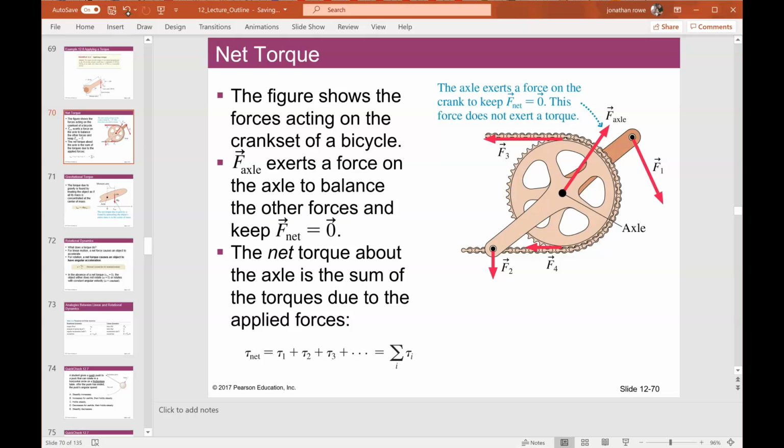Alrighty. Net torque. The figure shows the forces acting on the crankset of a bicycle. F axle, that's the force of the axle holding this in place. That doesn't cause a torque at all because it has no radius. It has no radial distance from the center point, so it will cause no torque.